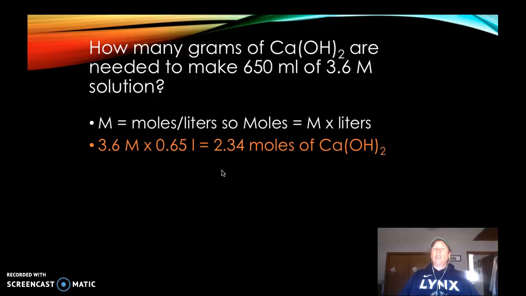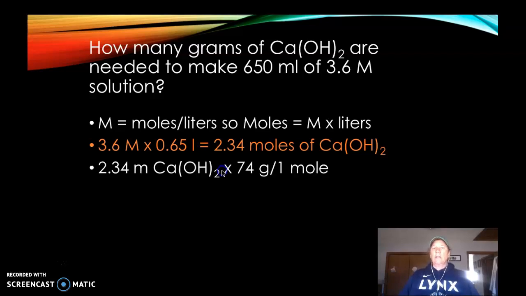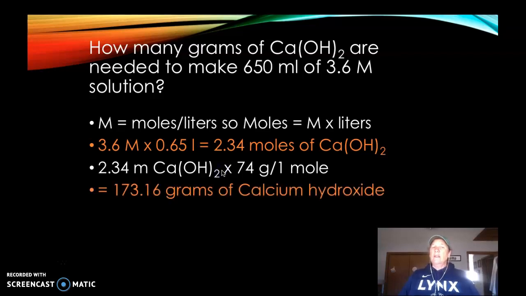Now remember, we have to change that to grams because we don't have mole meters. So if you take 2.34 moles of calcium hydroxide, the formula mass of calcium hydroxide is 74. That's 1 calcium, 2 oxygen, 2 hydrogen. And so I get 178.16. So if I measure out 178.16 grams of calcium hydroxide and I add it to 650 milliliters of water and mix it up good, its concentration is going to be 3.6 molar.